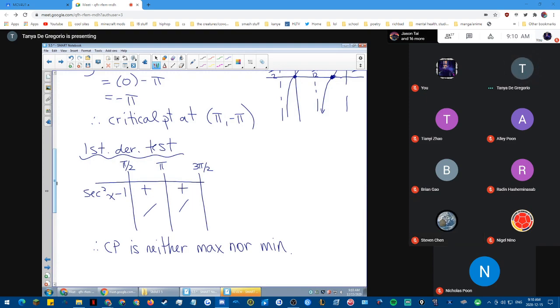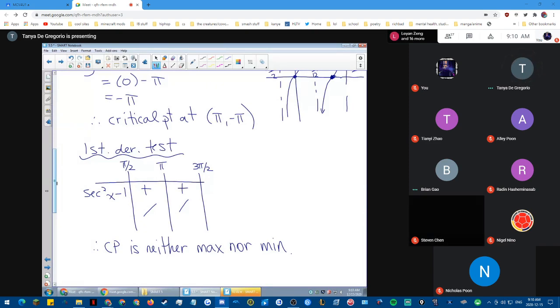Good. Okay, so please notice, guys, in this first derivative test, I have my boundaries, pi over 2 and 3 pi over 2. And that's why I don't need to check outside of those two values. I don't need to check to the right of 3 pi over 2. I don't need to check to the left of pi over 2. Those are my boundaries. I only care about the graph in between those two values.